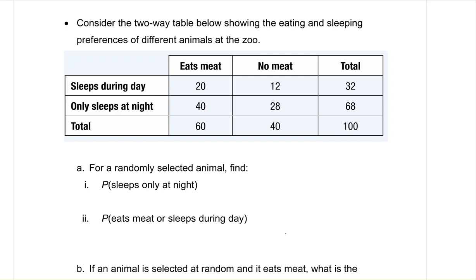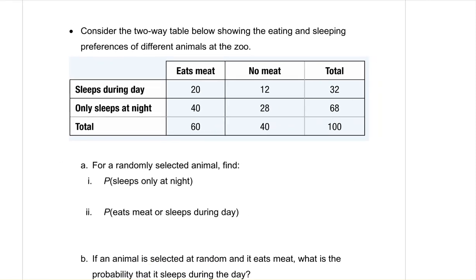For a randomly selected animal, find the probability, so P for probability, that they sleep only at night. Okay, so I'm only worried about them sleeping at night. So sleeping at night is, oops, not that pen. Let me try the highlighter. Sleeps at night is this one.